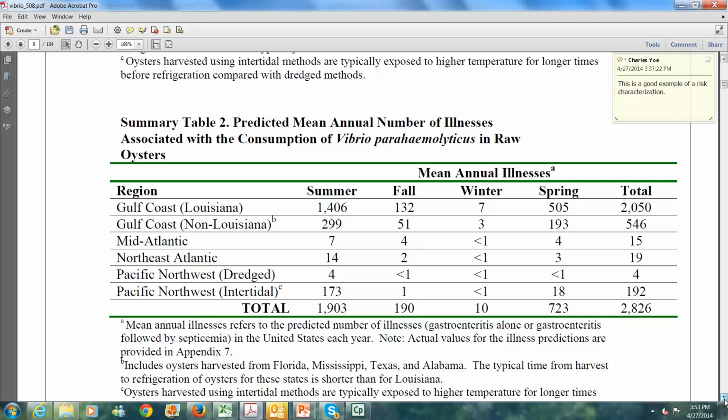1,406 people. If you look at the Pacific Northwest dredged during the winter time, it's slightly bigger than 0, but not much bigger than 0. It's less than 1 person would be expected to become ill. And so risk managers have the responsibility of understanding the risk.